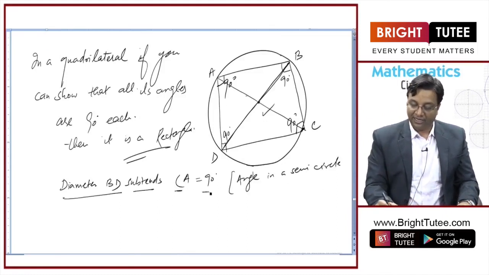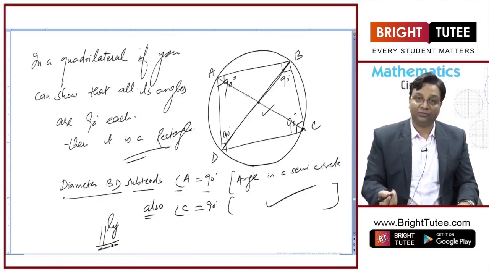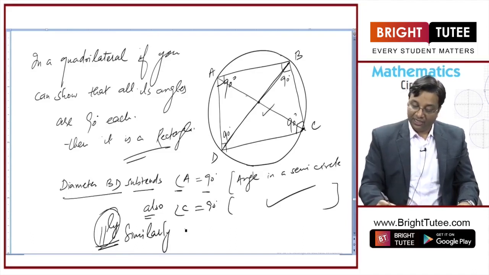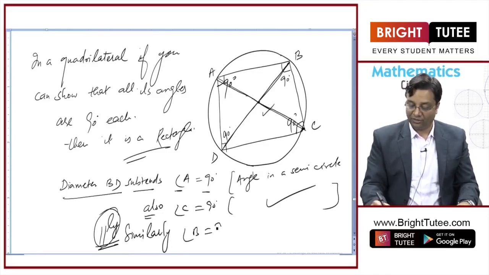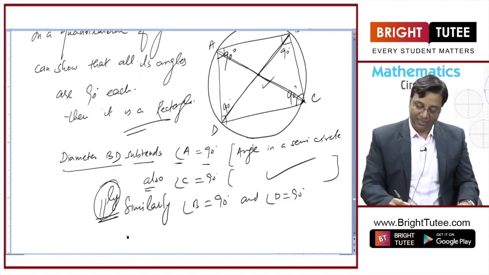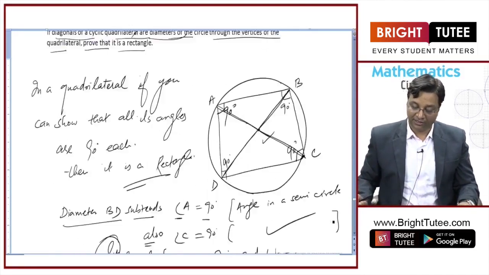Diameter BD subtends angle A equal to 90 degrees, also angle C equal to 90 degrees, angles in a semicircle. Similarly, this is short form for similarly, I am writing it for you, you can write similarly. Angle B is angle subtended in a semicircle by diameter AC, so it is equal to 90, and angle D is also 90 degrees because of the same reason. Hence I can say quadrilateral ABCD is a rectangle. Okay, I hope the reasoning is clear to you.